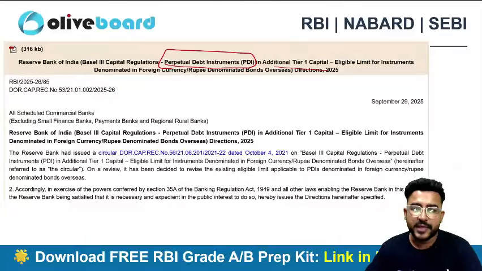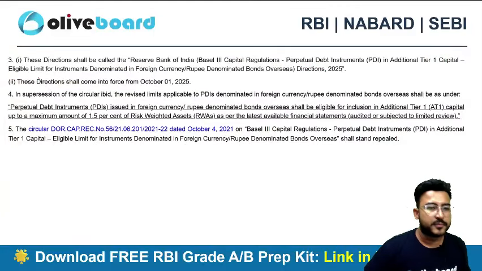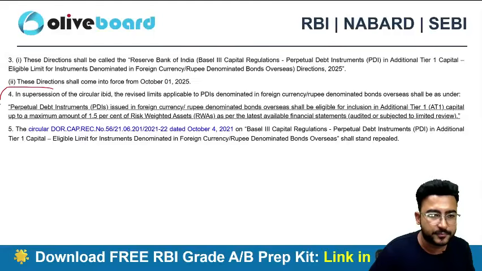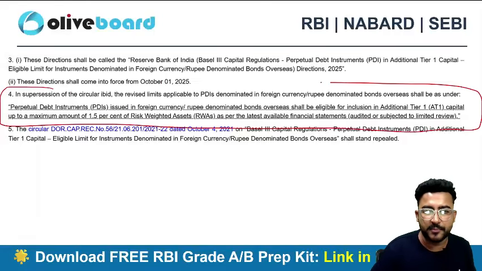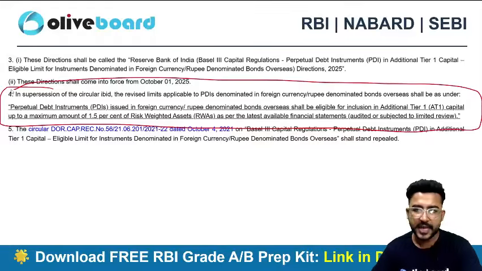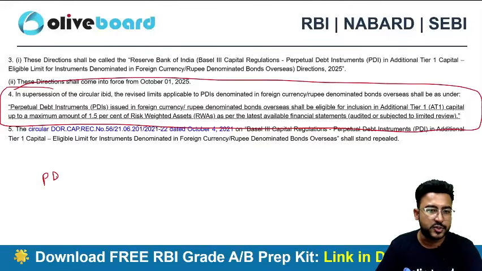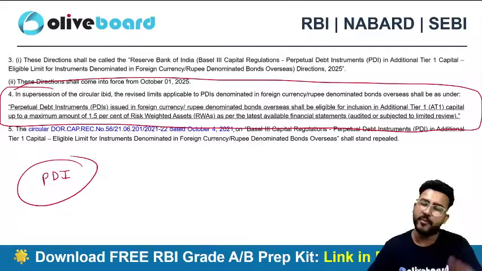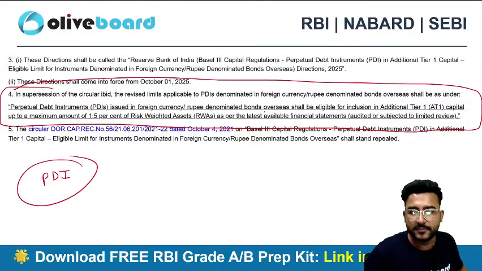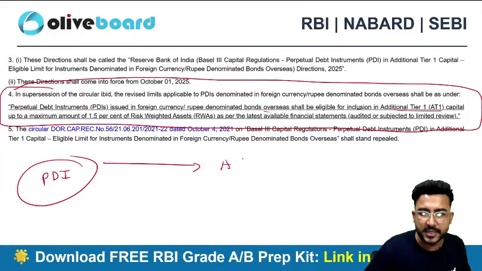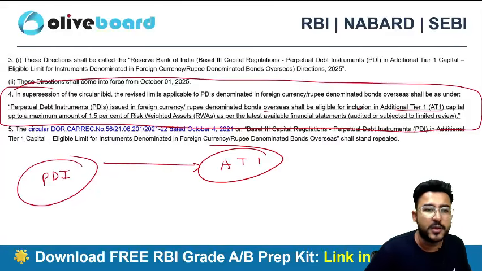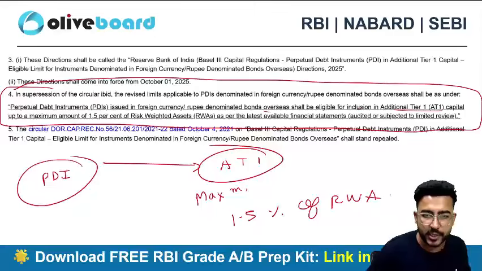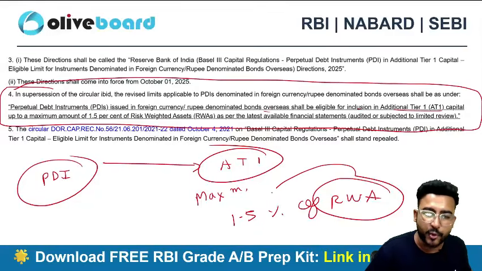In the additional tier 1 capital, there is a quick update here. You just have to read this particular line. That's all. It's just a one-page circular. This line is important. The perpetual debt instrument issued in foreign currency or maybe rupee denominated bonds overseas shall be eligible for inclusion in AT1 capital. I can include this in AT1 capital up to a maximum of 1.5% of risk weighted assets. Whatever my risk weighted assets are, calculate 1.5% of that.